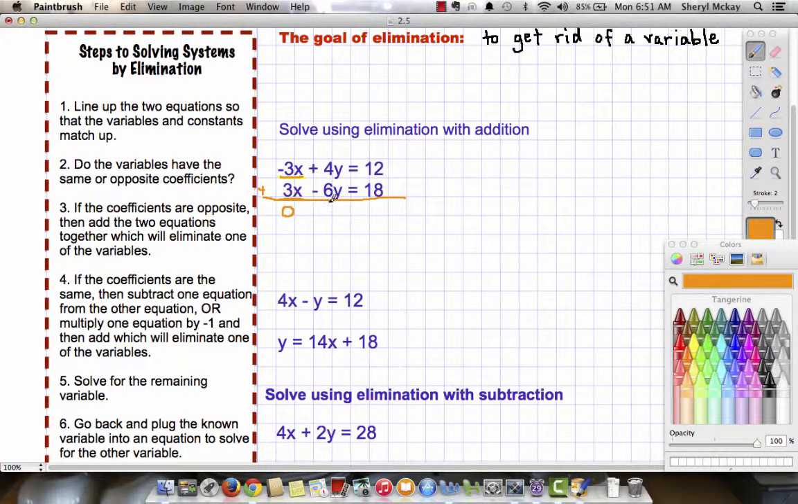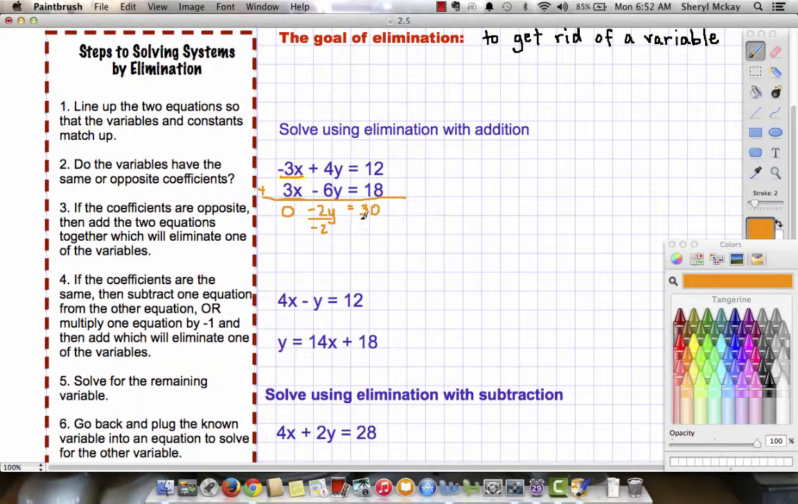4y plus a negative 6y gives me negative 2y. And 12 plus 18 gives me 30. So now I have negative 2y equals 30, and voila, just like a magician, I have made the x disappear. It's just gone. So I can solve for the y.